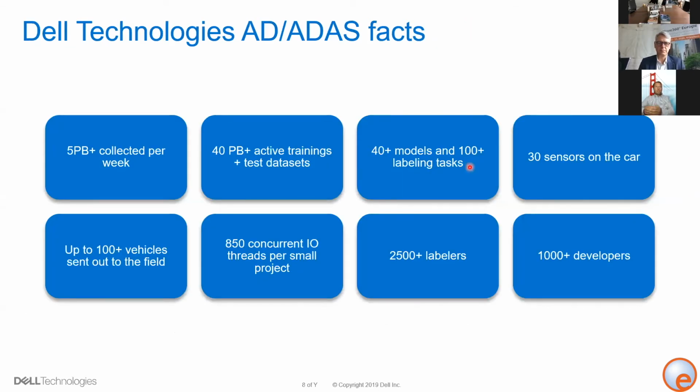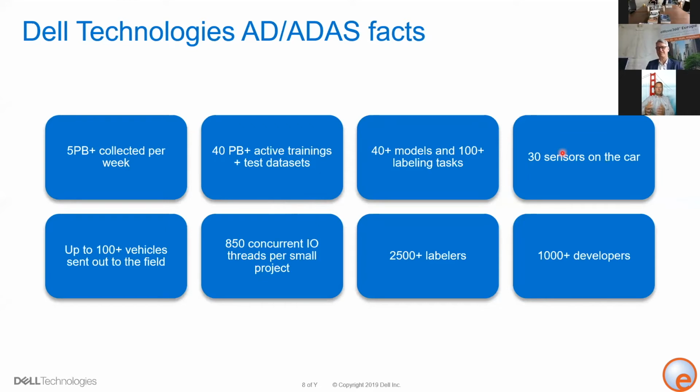So let me share some typical facts of companies that I'm working with. Big companies focused on developing self-driving cars are collecting 5 petabytes of data per week. 1 petabyte is 1,000 terabytes. They have 40 petabytes of active training and test data sets. As you know, we typically have up to 30 different sensors in the vehicle, and companies are sending out 100 and more vehicles to the field everywhere in the world to record the data under different weather conditions and illumination conditions.